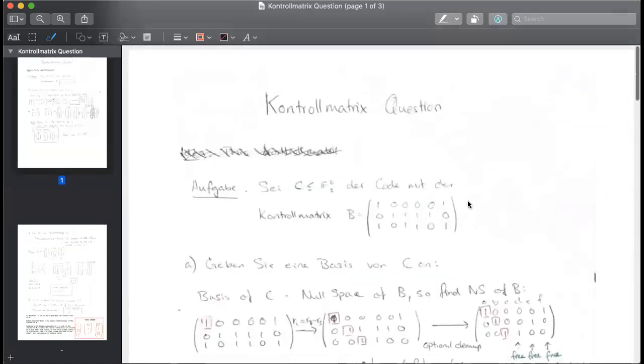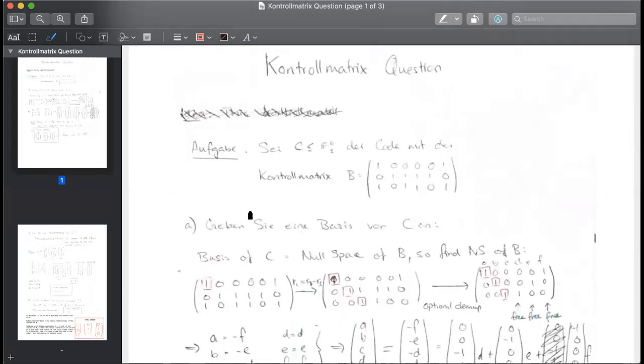Okay, guys, here's the control matrix question. It's actually one of the easiest Rechenaufgabe out there. The question will always give you a control matrix B, and it's going to be a regular matrix. First, they're going to ask you to give a basis of the matrix C, and the matrix C is always the null space of B.